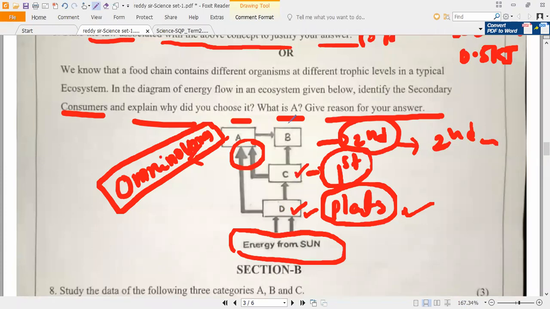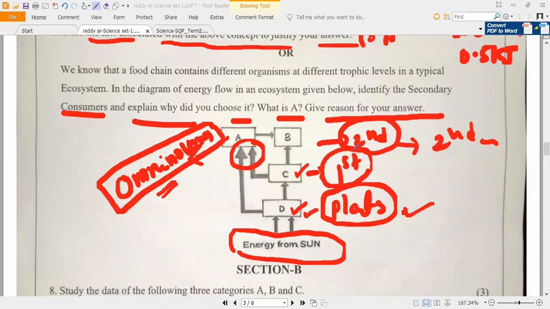Can you understand? But you can see, sir, why they kept an arrow from B to A also? Because you might have noticed, a top carnivorous animal can eat even an omnivorous animal also. For example, a human can be eaten by the lion. Yes or no? Will you accept it? Please respond.